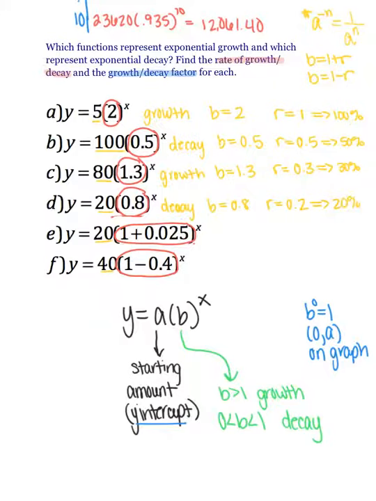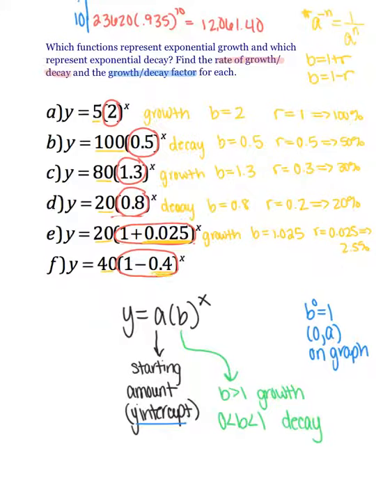Now in E and F, this is very nice because if you look, they have the b value written in this 1 plus r form for me. Since I'm adding this in, I know that this is growth. My b value is just going to be the sum of 1 and 0.025, so I get 1.025. My r is just the 0.025, and that translates to 2.5% growth. The next one, my b is 1 minus 0.4.